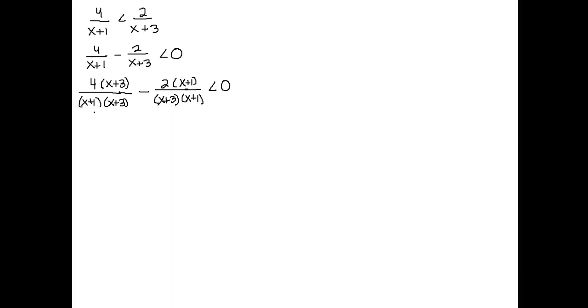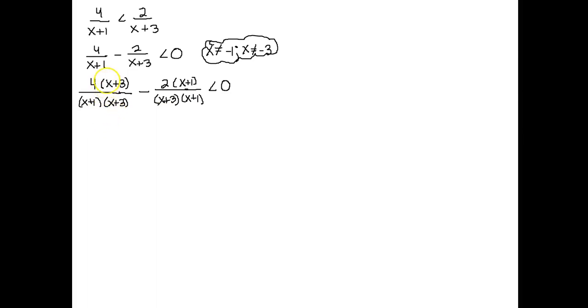This is perfectly legal to do as long as x is never negative 1 and never negative 3, because negative 1 would make the bottom of this 0 and negative 3 would make the bottom of that 0. Any other values are fine. Essentially you're multiplying the first fraction by 1, because x plus 3 over x plus 3 is 1, and the second fraction by 1, because x plus 1 over x plus 1 is 1. So this is perfectly legal.